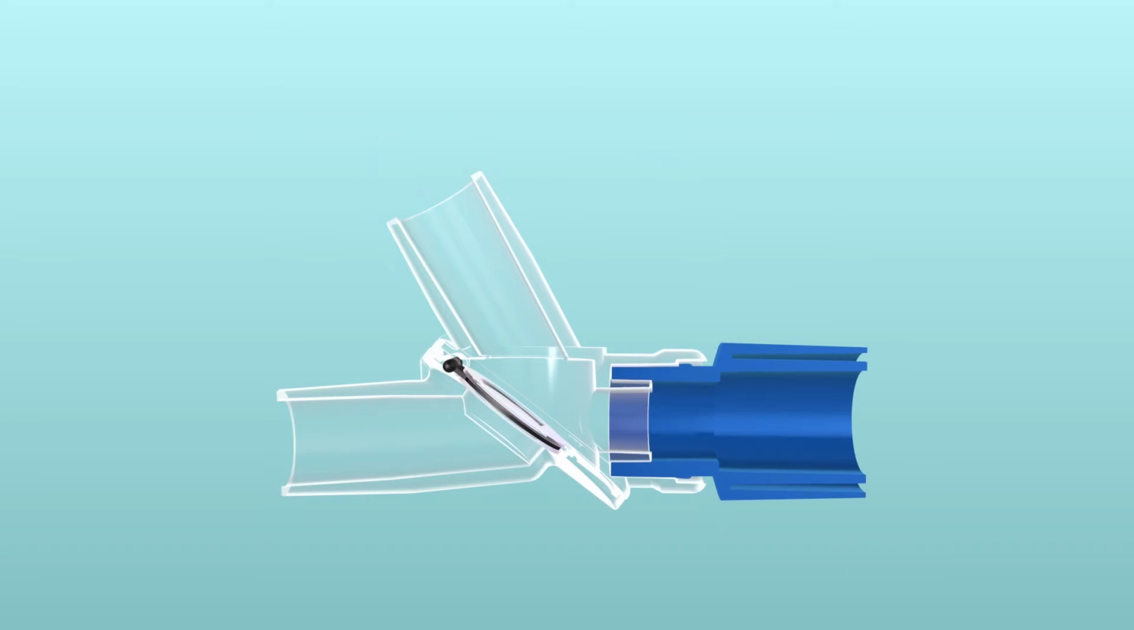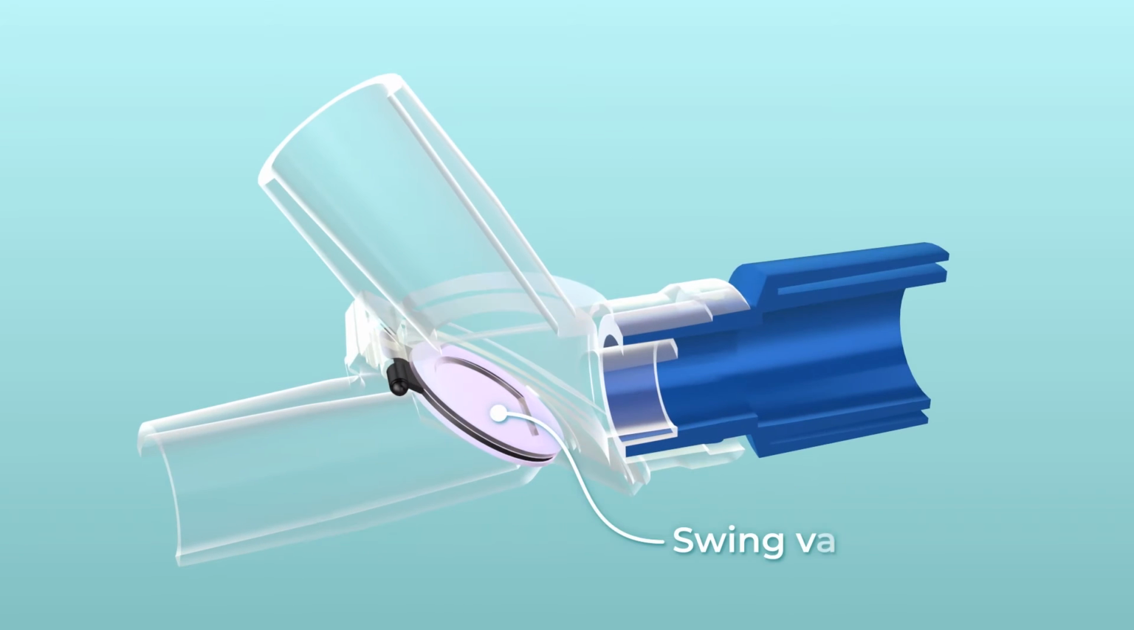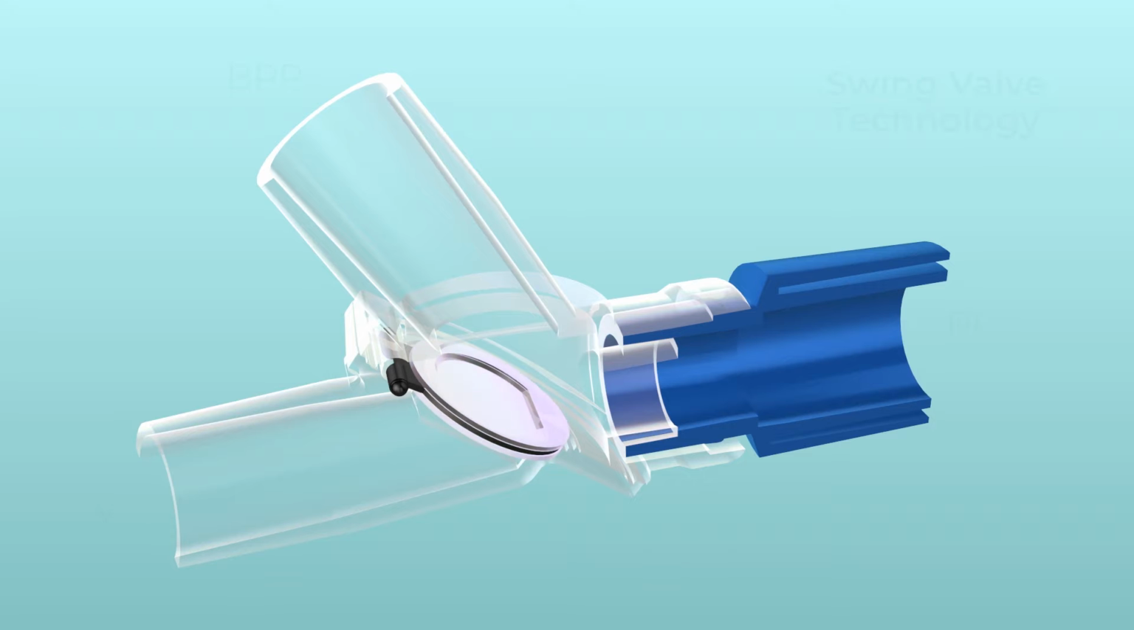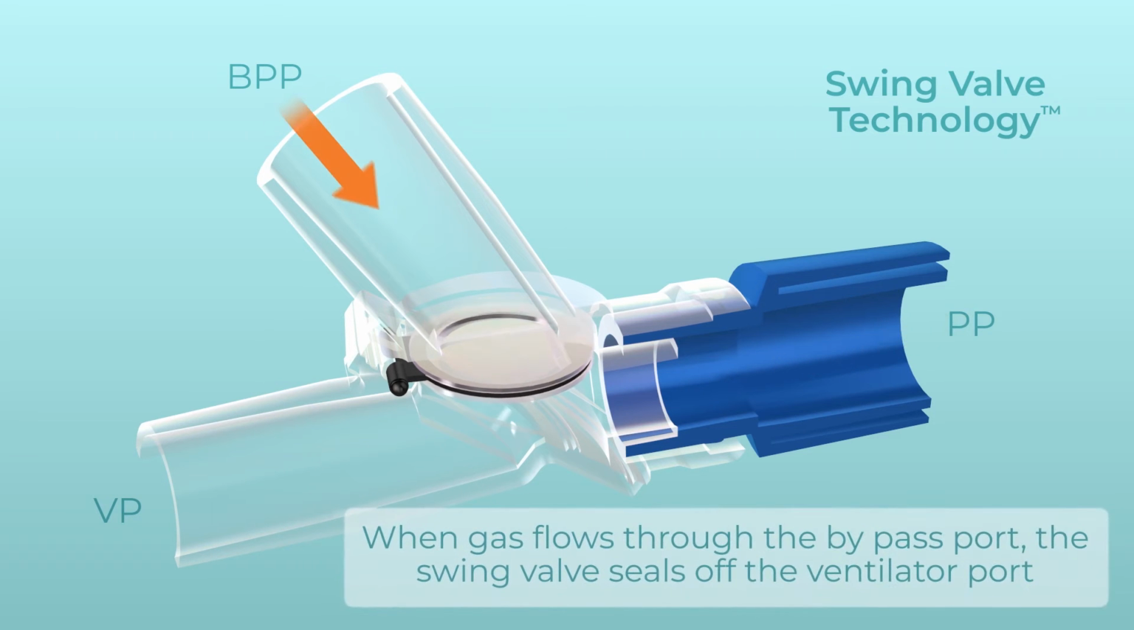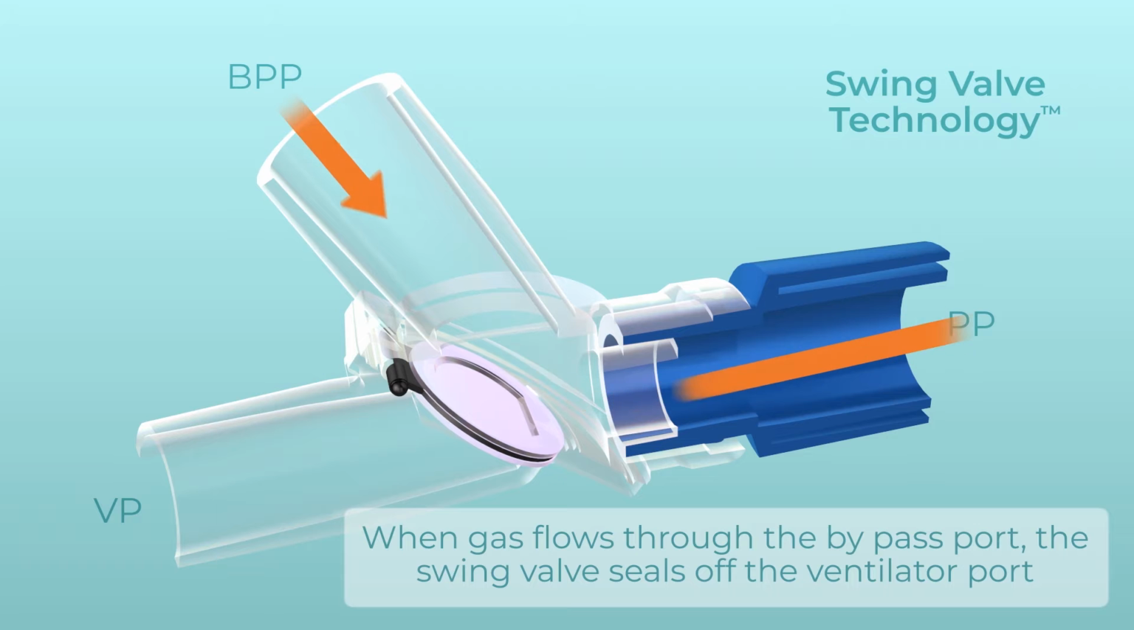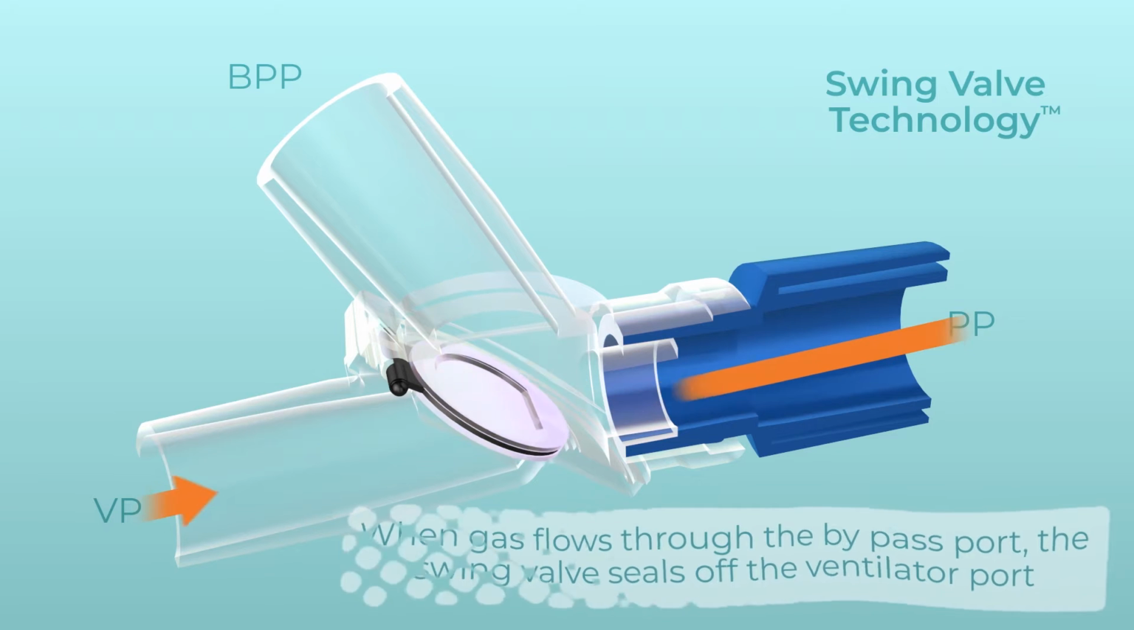However, the true innovation of this technology is the swing valve, designed to redirect the gas flow without interruption of positive pressure ventilation to the patient. As gas flows through the ventilator port, the swing valve is activated, sealing off the bypass port. In reverse, when gas flows through the bypass port, the ventilator port is sealed off.